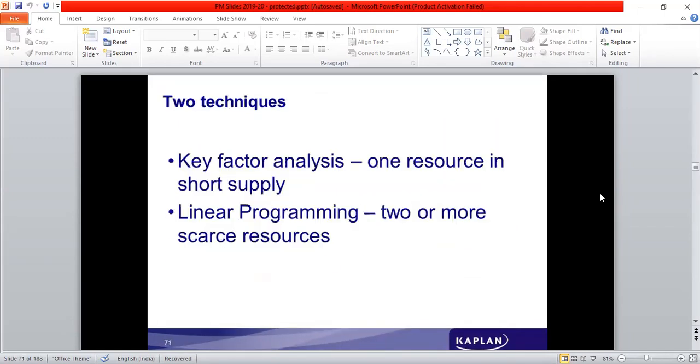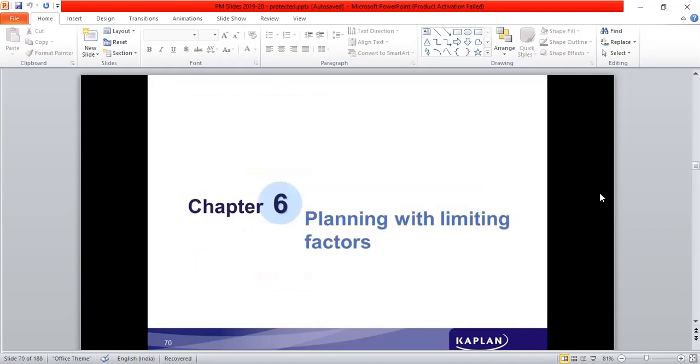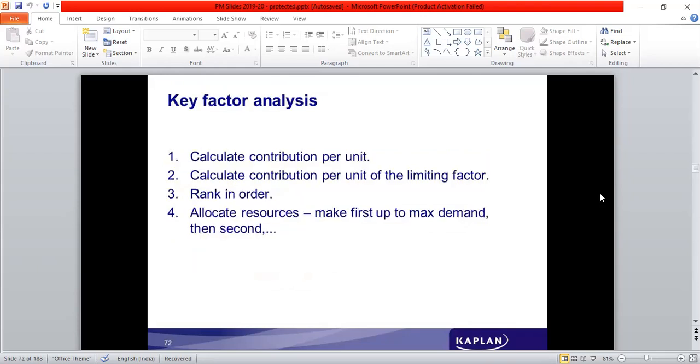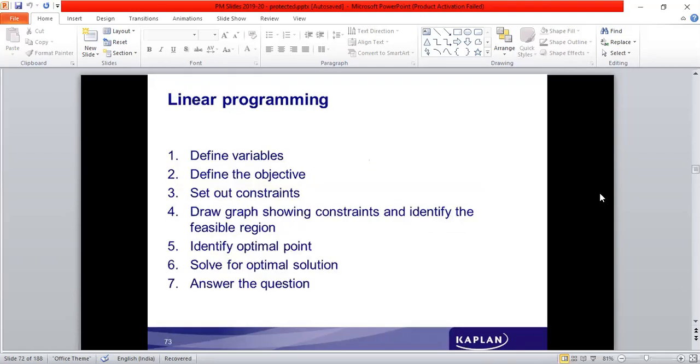Okay, so now we are under planning with limiting factors. If there is only one limiting factor, only one resource which is limiting in nature or in short supply, then we apply key factor analysis. But what if there is more than one limiting resource? Then in such situations, we go with linear programming.